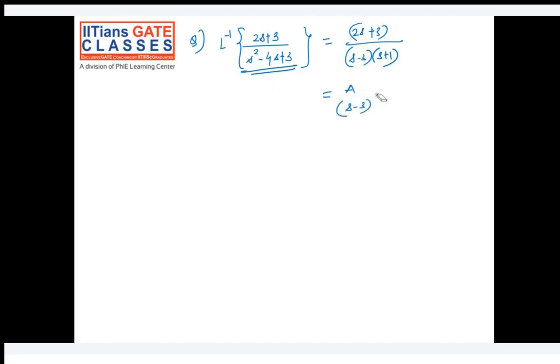Whenever denominator is easily converted to multipliers like this, then you can directly convert into the partial fraction. Okay. So now it's just a matter of finding A and B. That's all.